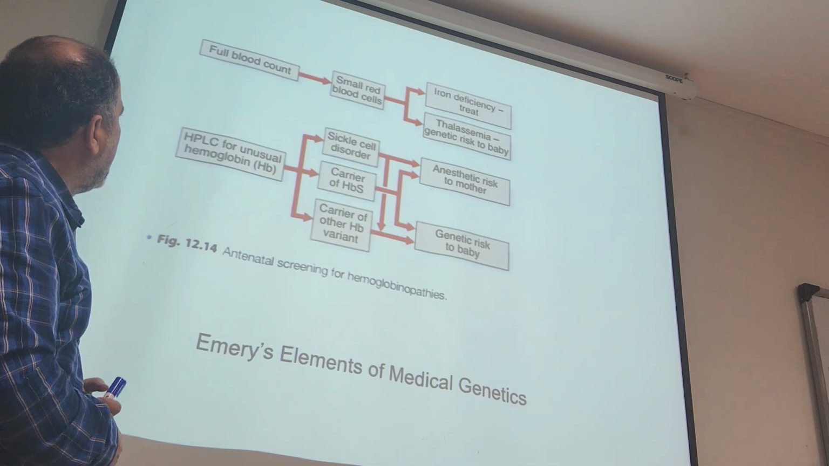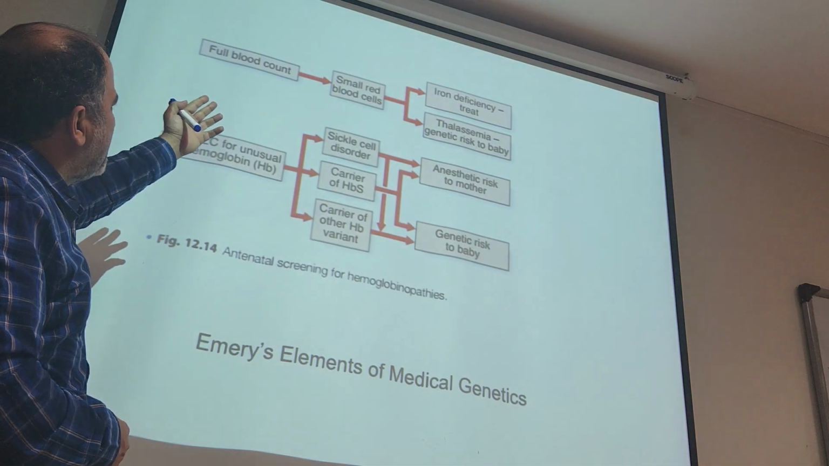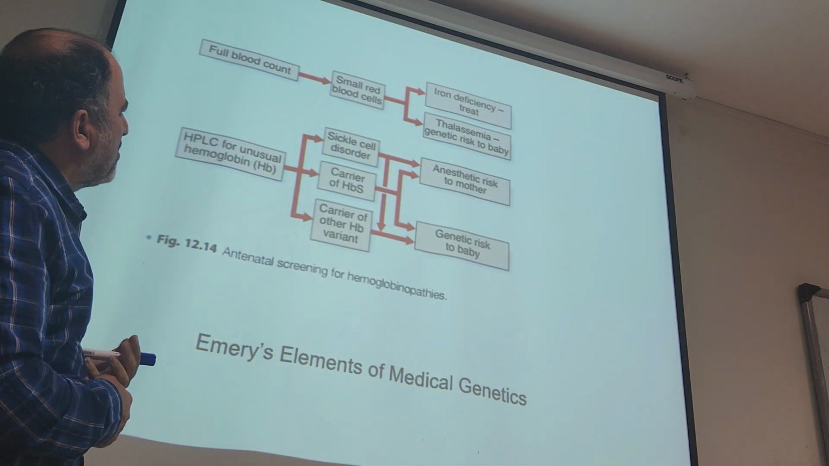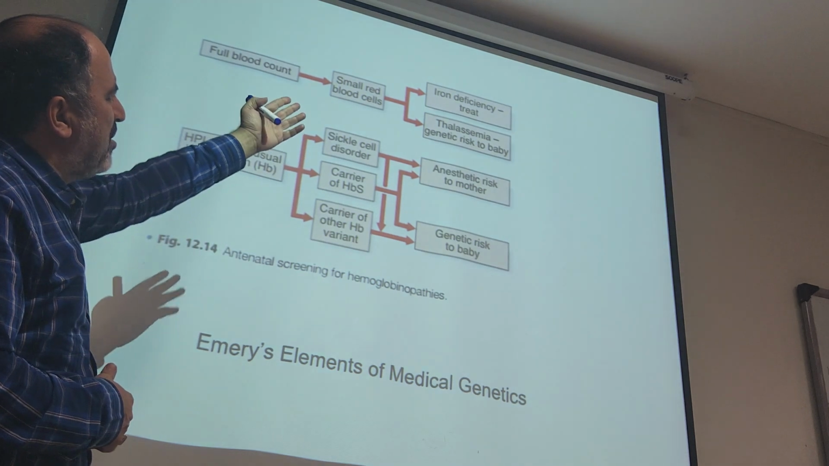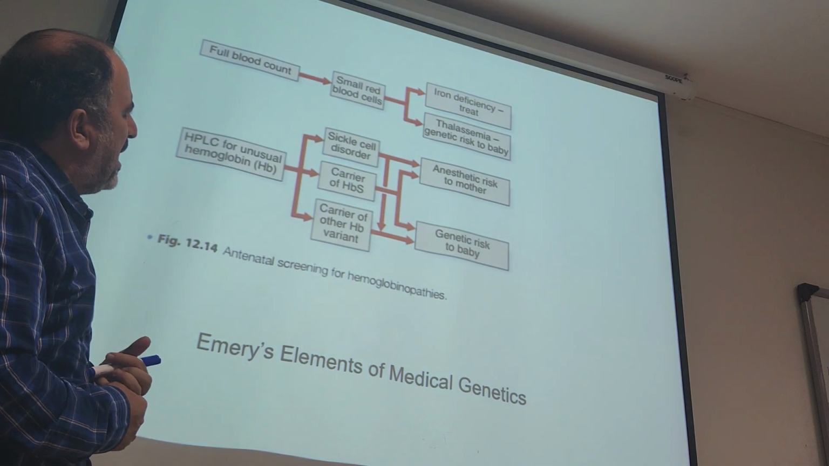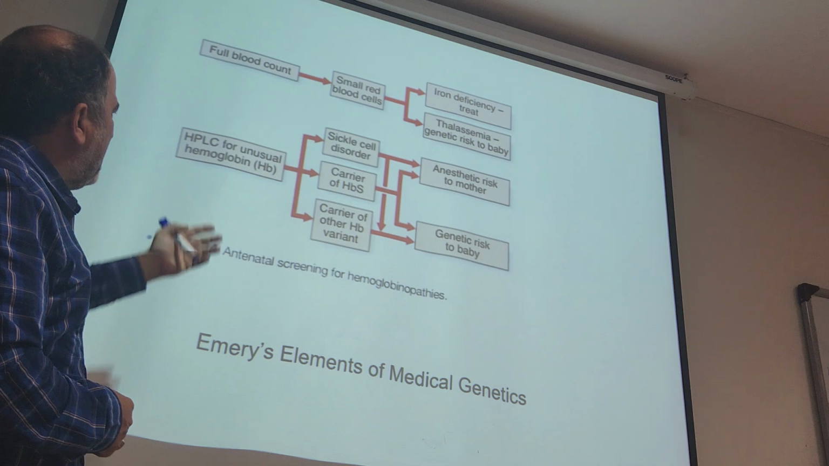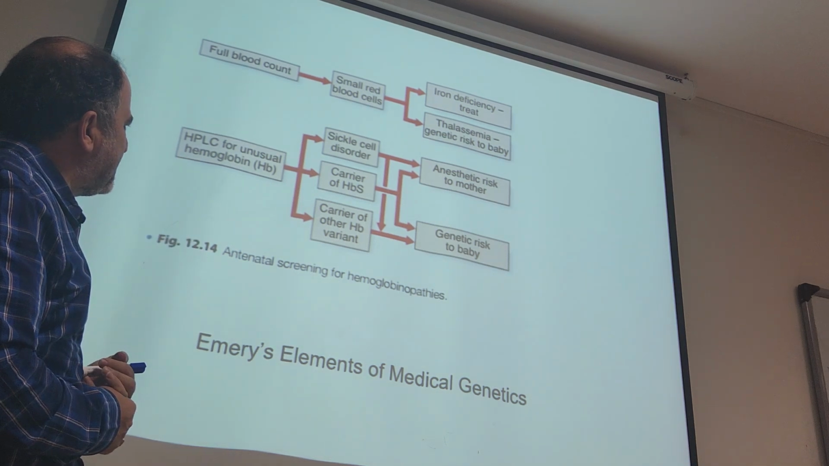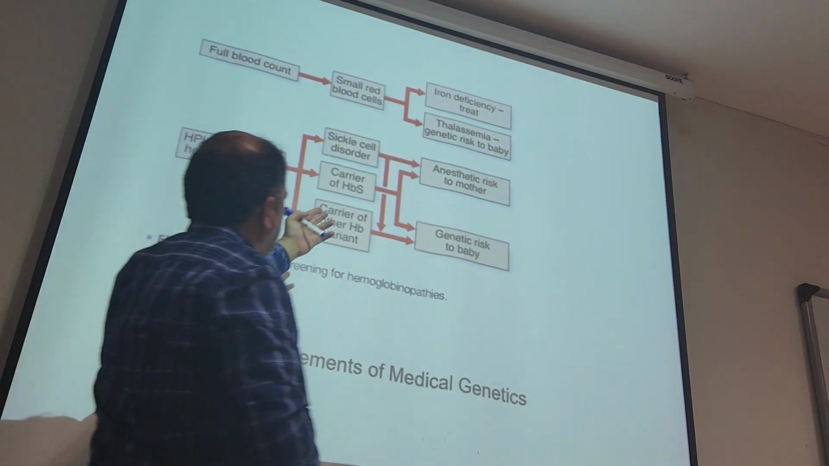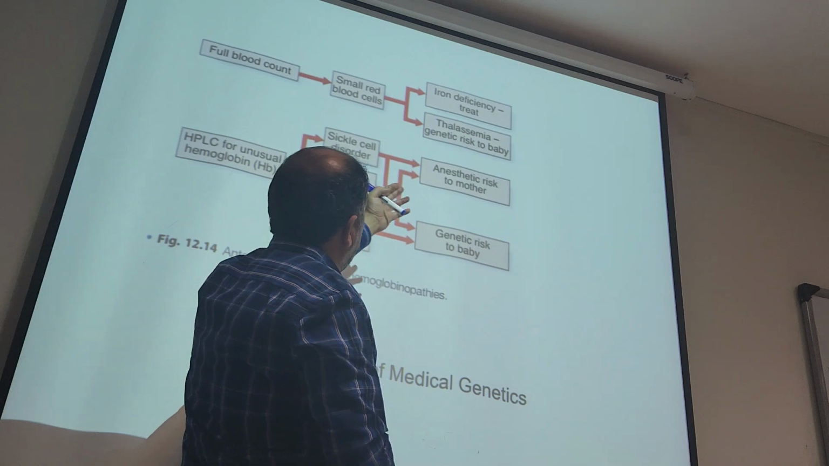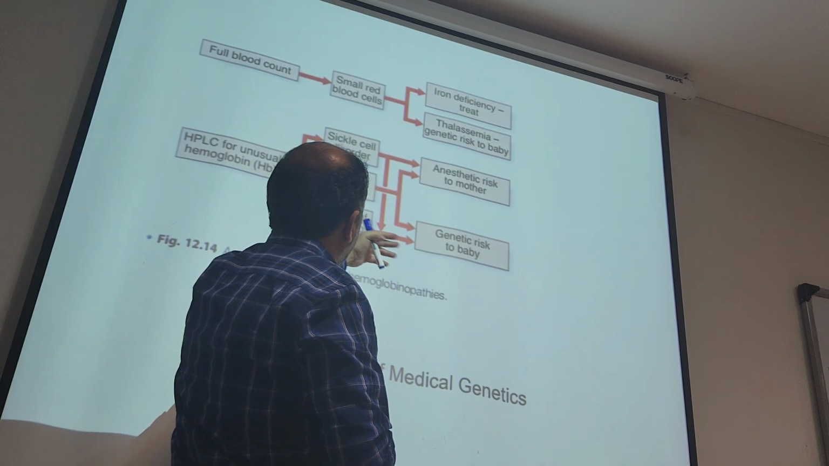So usually we check a full blood count. We see hypochromic microcytic anemia, which results from iron deficiency or thalassemia. If we go for hemoglobin electrophoresis and we see hemoglobin S, we should check whether it is a patient or a carrier.